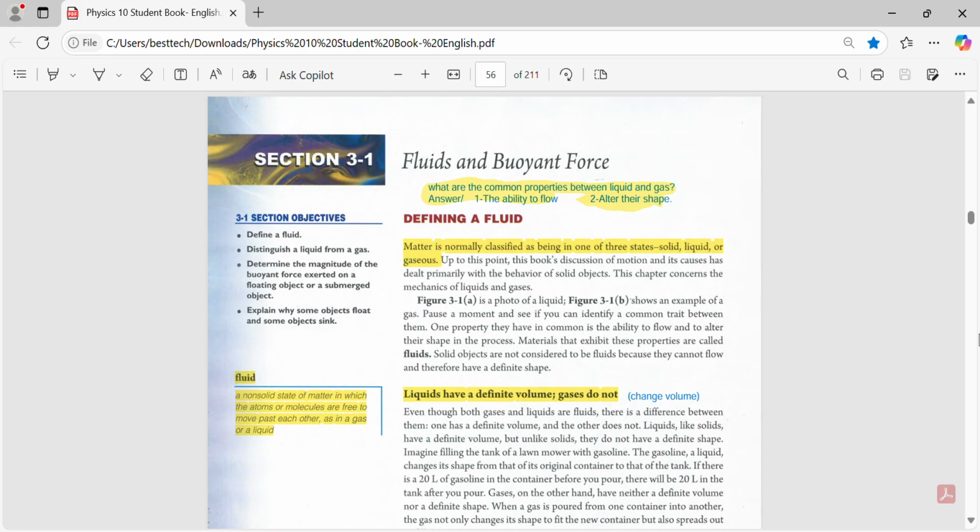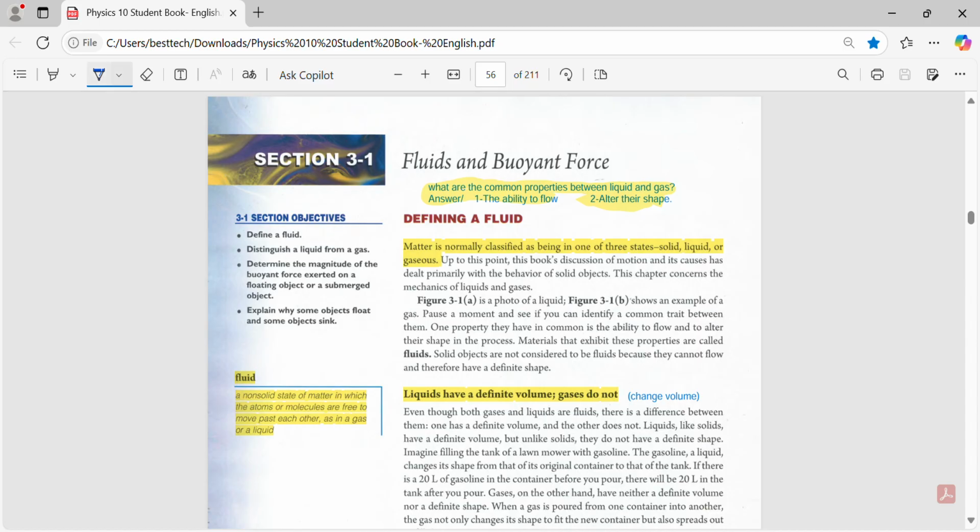Again, we finished chapter 1 and even chapter 2. Now we have a new chapter, chapter 3, section 1. This chapter in general is about fluids, the properties of fluids, and solving some calculations. The first section is about fluids, certain fluids, and buoyant force.